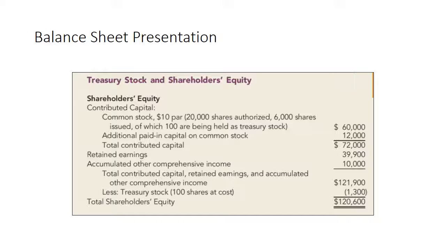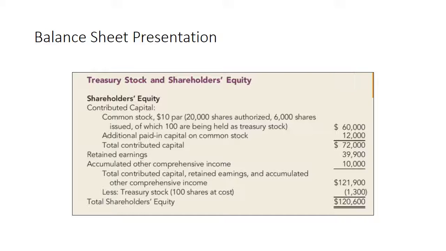Okay, so after all of that, what does our balance sheet look like when it comes to Treasury stock? Well, we've talked about the shareholders' equity a little bit already. Remember, in contributed capital we list all the accounts with regard to original investments of stock, how much money we received when we sold the stock for the first time. So we'll have in there for this company common stock, $10 par. There are 20,000 shares originally authorized to be sold, 6,000 shares sold, of which 100 are being held as Treasury. We could also state this as 5,900 outstanding.